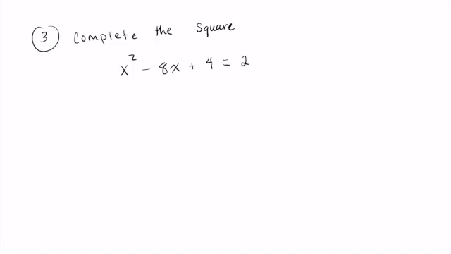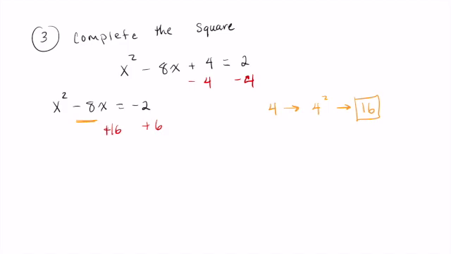Complete the square. Again, move those constants so that they're away from my x's. x squared minus 8x equals negative 2. Half of b, well, that's 4. Square it. That gives me 16. Add that number to both sides. That gives me x squared minus 8x plus 16 equals, that's a 16, 14.